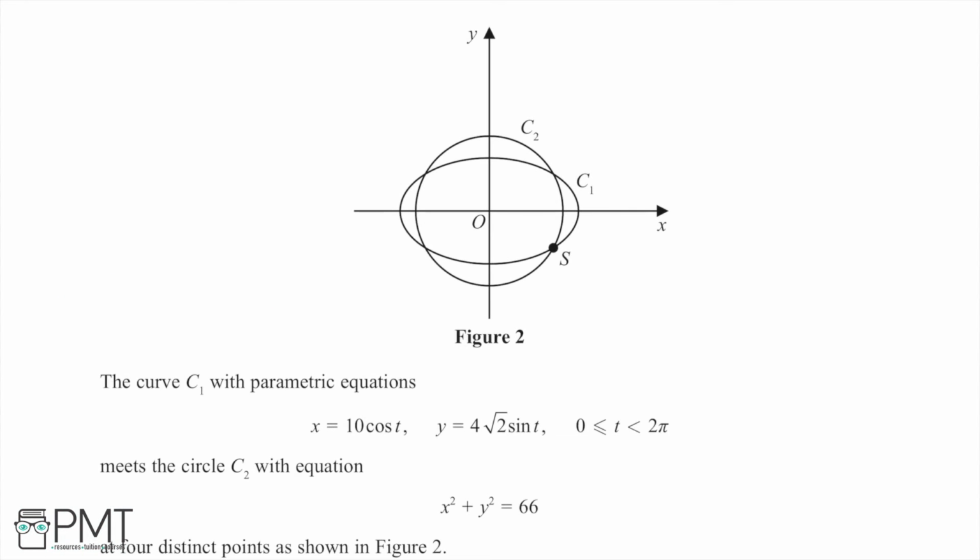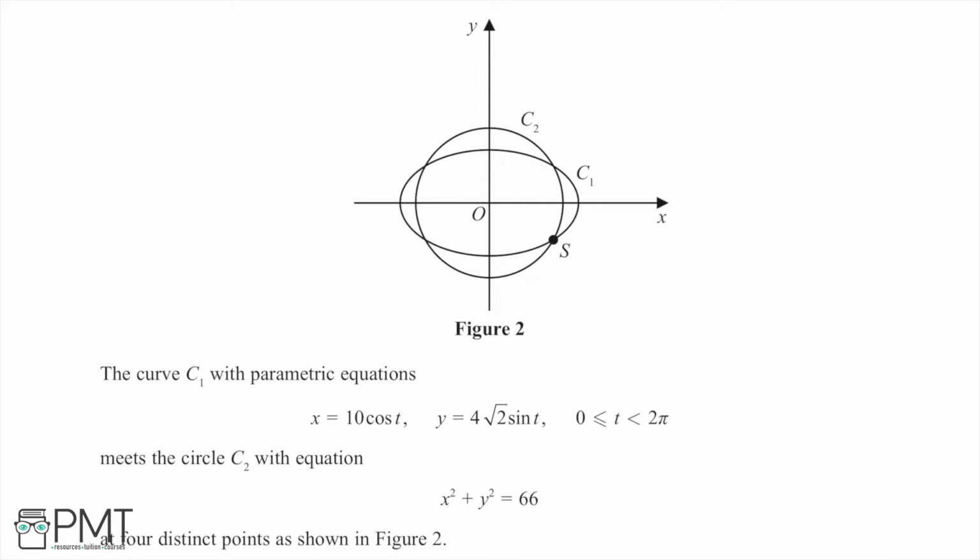So in this question, we have 2 curves. So we have curve C1, which is given with parametric equations. X is equal to 10 cos t and y is equal to 4 root 2 sine t. And we can see this here on the diagram, a kind of ellipse shape. And then this meets the circle C2, which has the equation x squared plus y squared is equal to 66. And this is in the standard form of an equation of a circle. And we can see that these 2 curves meet at 4 distinct points. And we see on the graph they are 1, 2, 3, and 4. So what are we asked to do?